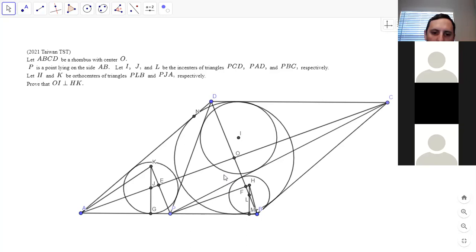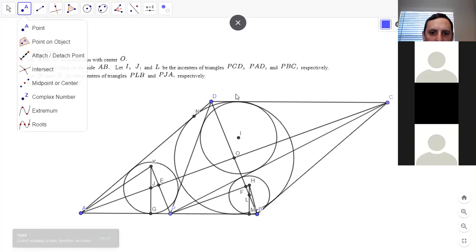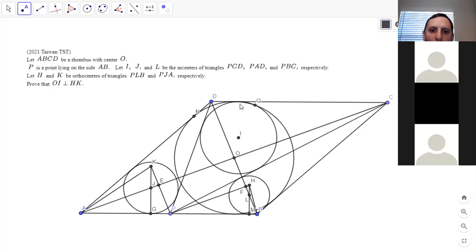So are the tangency points the same, for O and I? No, I think there's another intersection point here. Oh, but you mean the tangency to this? No, I don't think they can be, because the tangent from O would be perpendicular, and the same with I. So yeah, they don't have the same tangency point.